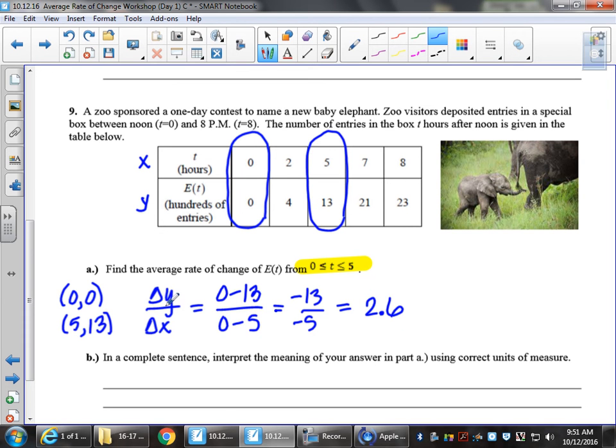Now let's talk real quick about labels. What is Y? What's my units for Y? Per what? But how do I figure this out? What do I do to get this to make sense? What am I going to multiply by? Well, here, I asked you what 4 meant. 4 wasn't really 4, it's 400, and you did 4 times 100 to get that, right? So to figure out what this actually is, I'm going to multiply by 100. So do that, 2.6 times 100.